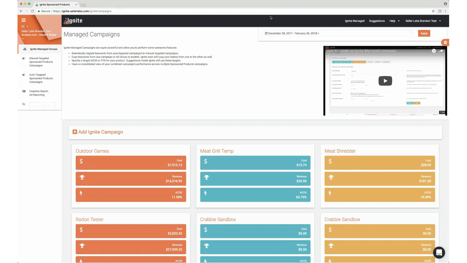So the first step to make sure you're getting the most out of the suggestions on Ignite is to determine your target ACoS. And the first step of this process is to look at your campaigns and look at your products. In order to find out what type of ACoS you want to have, you first want to find out what the margin is on the products that you're offering.